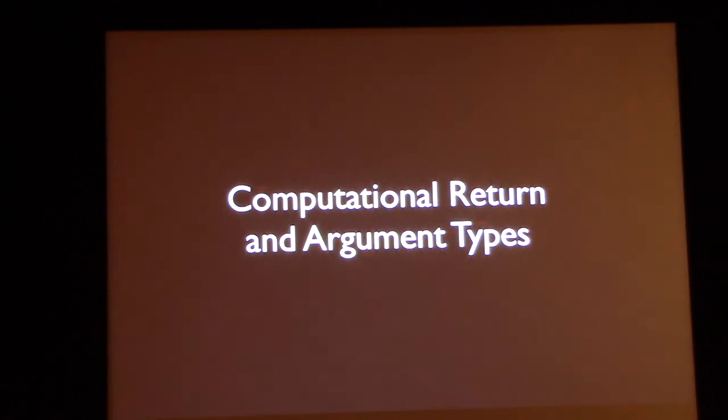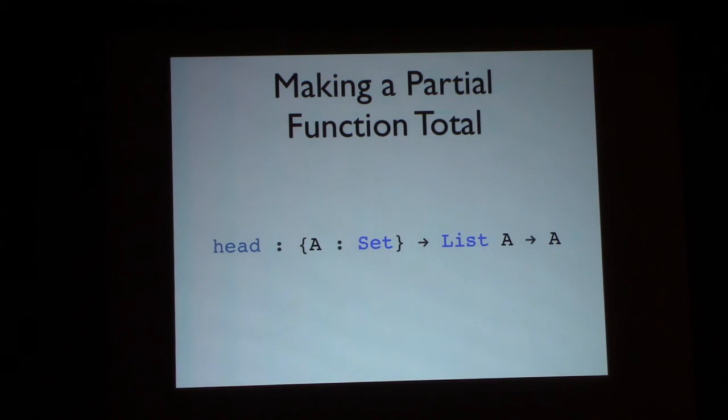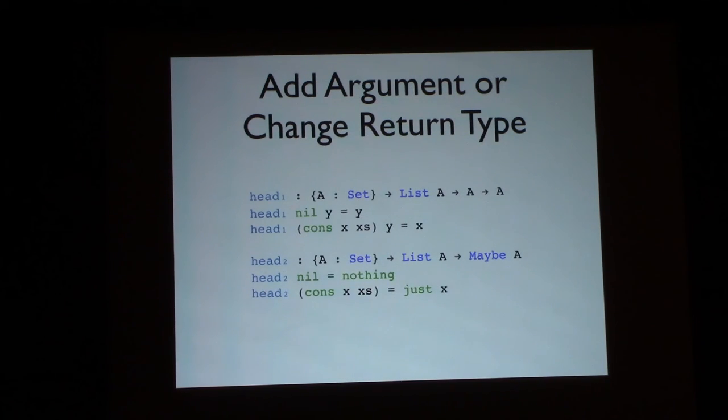And here's explaining what computational return and argument types are. So normally we might have a function that's partial, like head, taking list A to A, and we can't write that directly in type theory. So the question is, how can you make it total? Well, one version, maybe the Haskell-y version, is we can add a default argument, like in head 1. So not only do we take a list A, but we also take an A that we can return if the list is empty, or we can just change the return type to be a maybe.